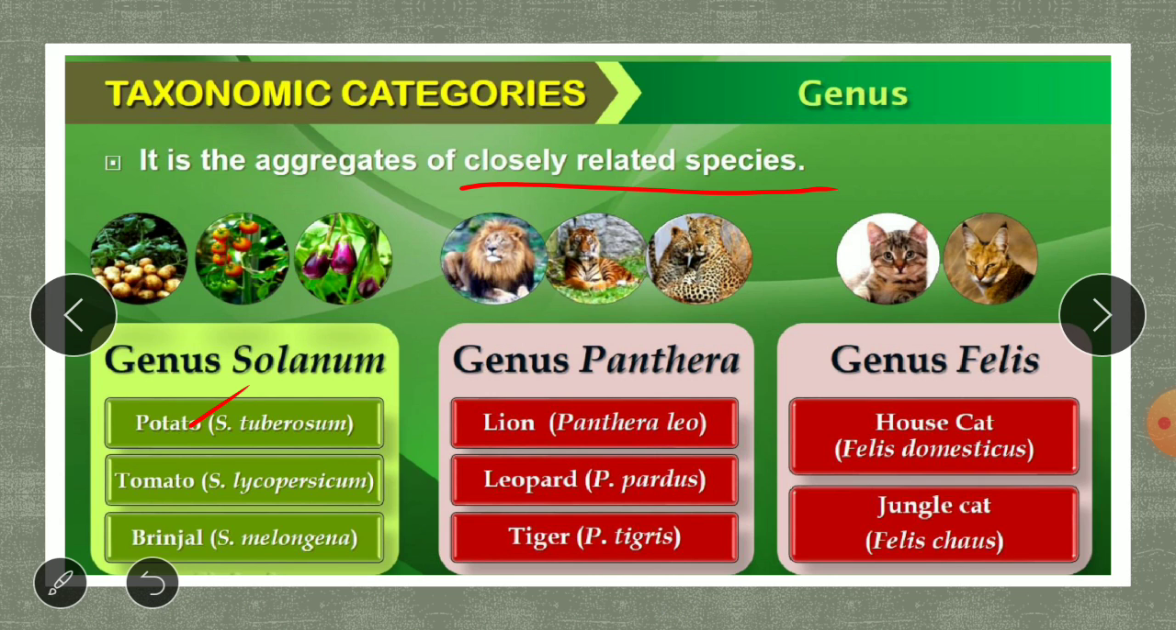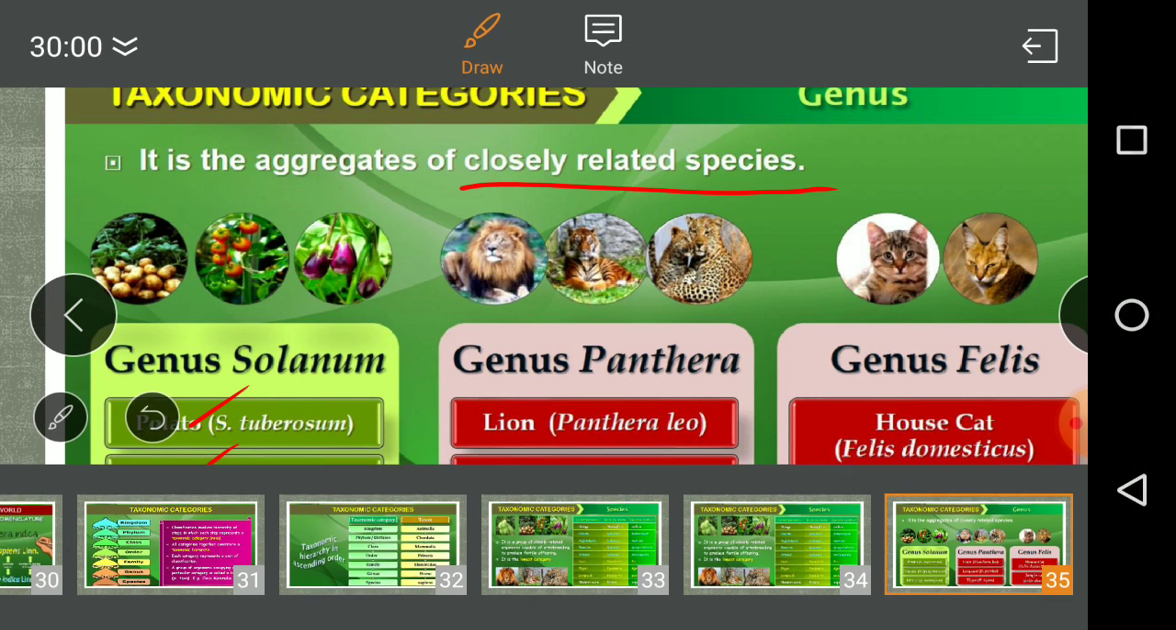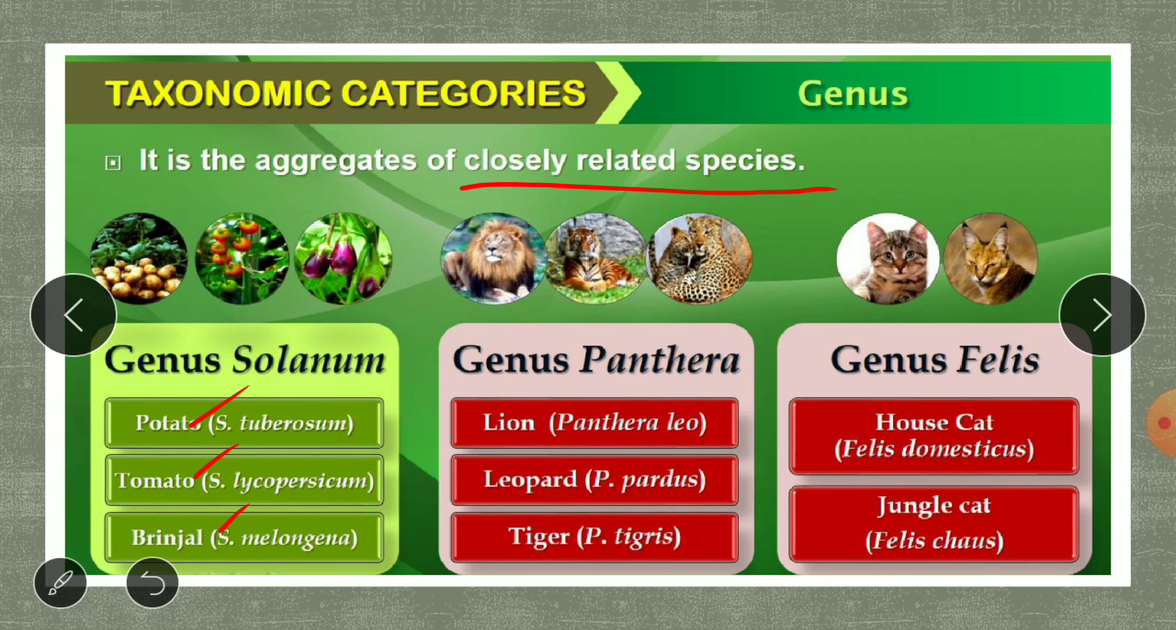So potato, tomato and brinjal all belong to a common genus, that is Solanum. Lion, leopard, tiger all belong to a common genus, that is Panthera. House cat, jungle cat. House cat is Felis domestica, jungle cat Felis chaus. Both of them belong to a common genus, that is Felis.